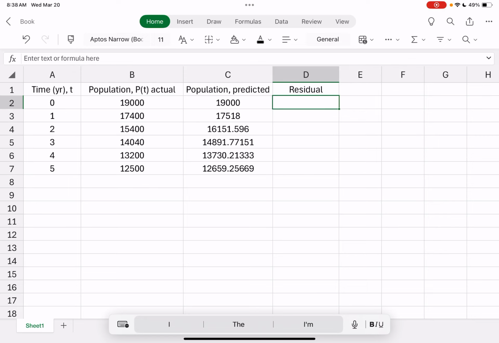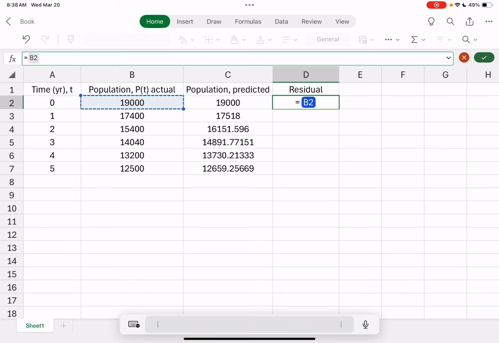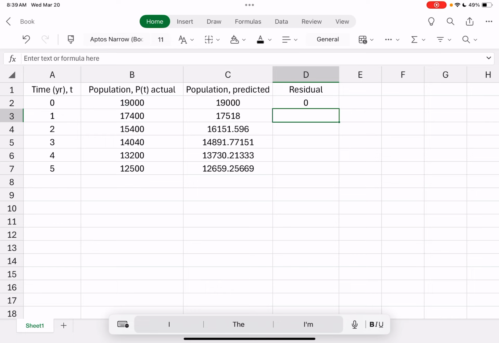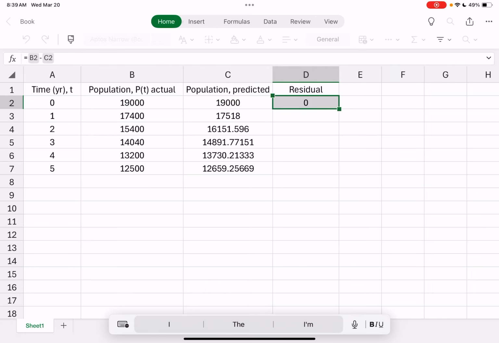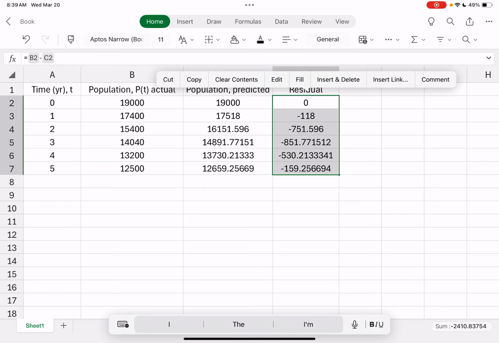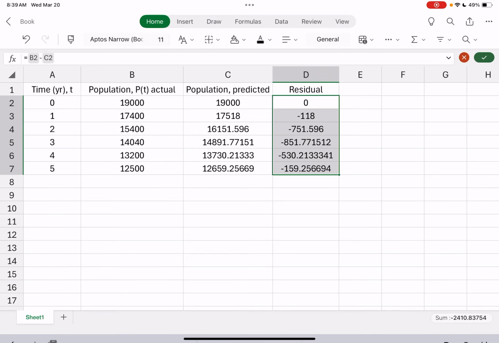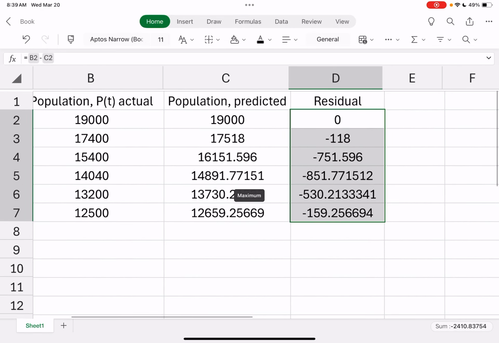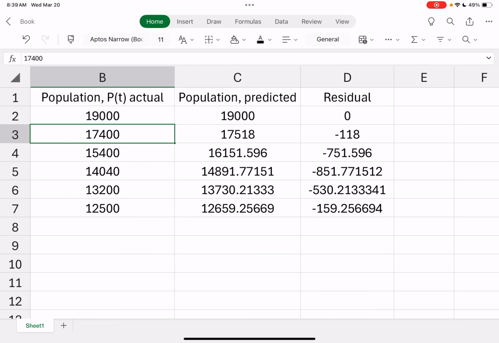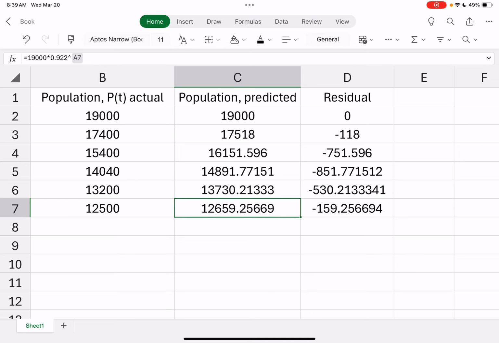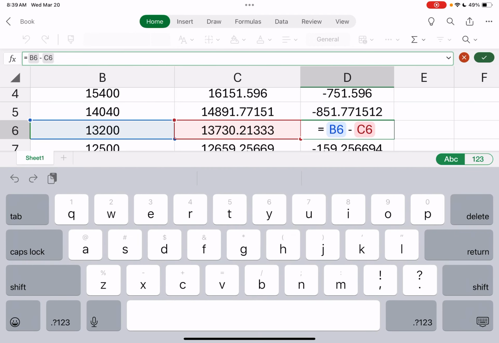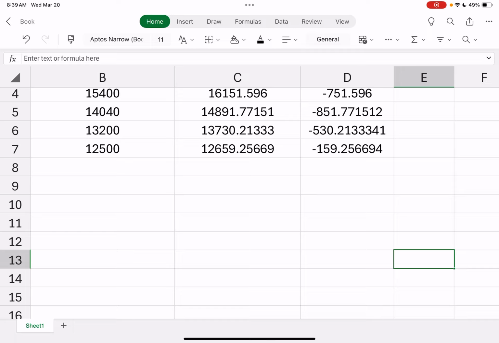Now to find the residual, I need to take the actual, so equals, minus the predicted. So the first residual is 0. Again, let's fill and drag down. All right, so there are my residuals. So if you notice, all of my data sets are too big based on this model. They are all too big by quite a bit. We're going to go ahead and look at the graph of these residuals.